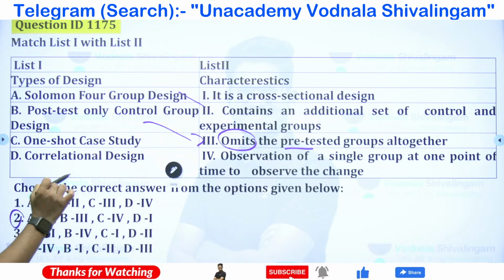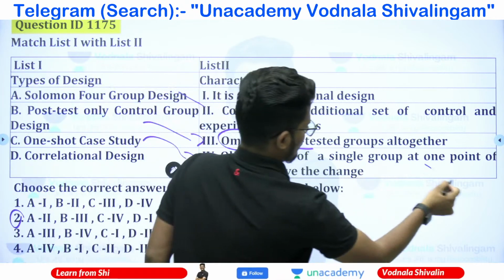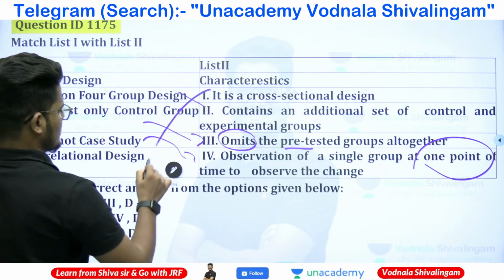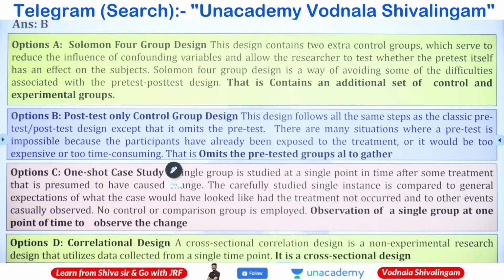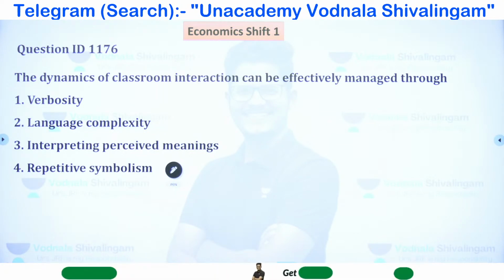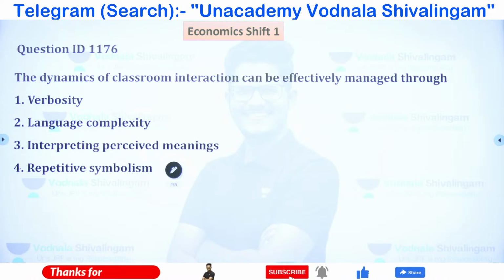And here one shot case study is the fourth one: a single group at one point of time. One point of time indicates one shot. Correlational design is a cross-sectional design, on multiple factors. Next. The dynamics of classroom interaction can be effectively managed through verbosity, language complexity, interpreting perceived meanings and repetitive symbolism.